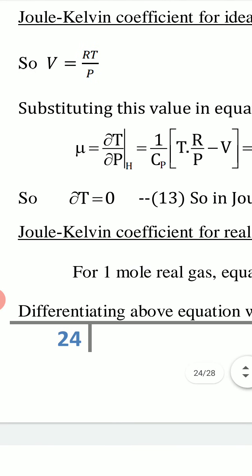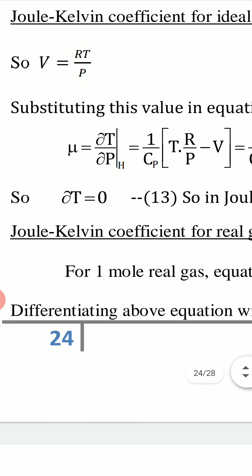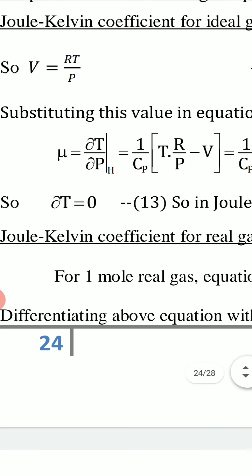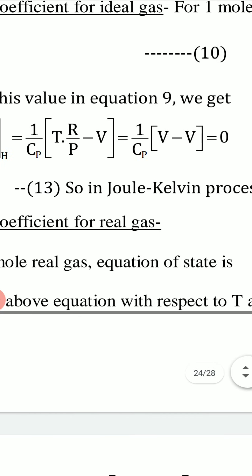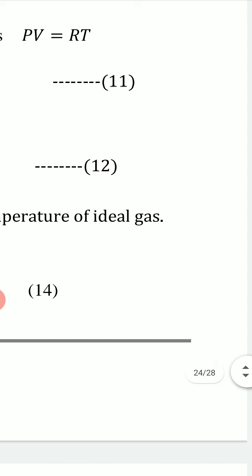So delta T upon delta P is equal to 0. So delta T is 0. There is no change in the temperature. So in the Joule Kelvin process, there is no change in temperature for an ideal gas.